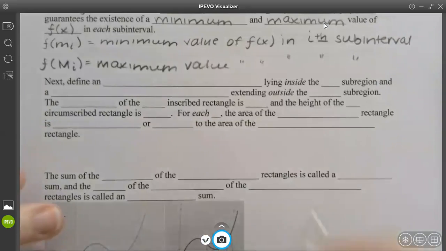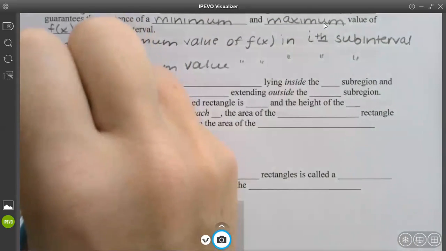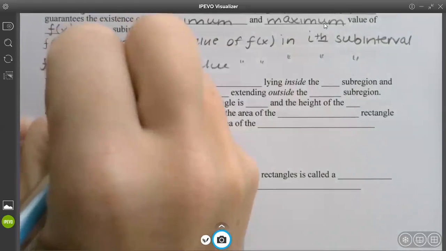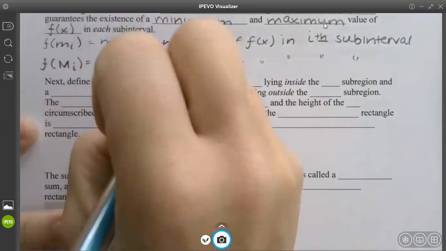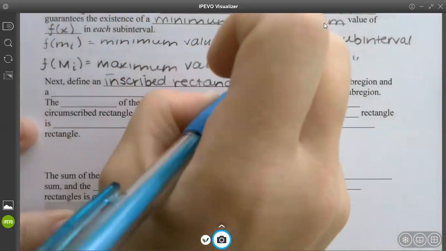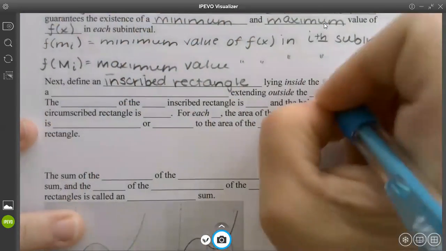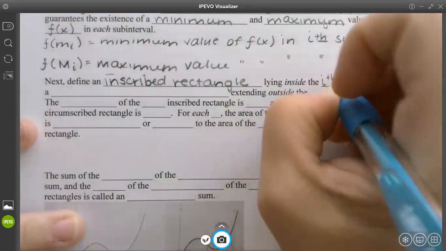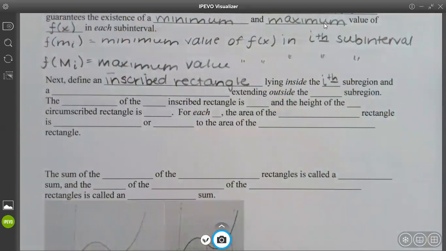Next, define an inscribed rectangle lying inside the ith subregion. Okay, so just a general subregion, so it doesn't matter. If we're looking at the rectangles in the table, the first one would be the first, then the second. Those are the i's, the different ones.